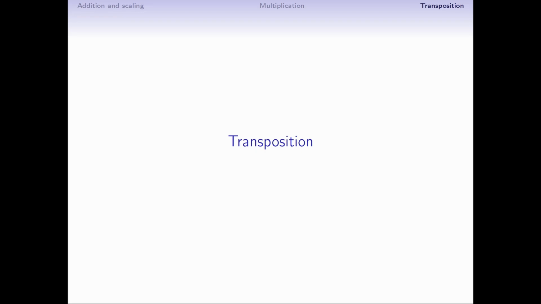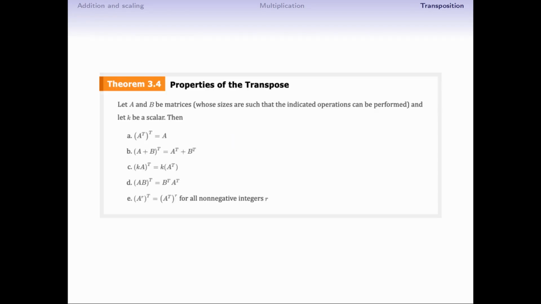Let's explore some of the algebraic properties of matrix transposition. The properties of the transpose are contained here in Theorem 3.4. Throughout this theorem, capital A and capital B will denote matrices, and K will denote a scalar. We'll be seeing some matrix addition and some matrix multiplication in the list below, and we'll always assume that the matrices A and B are of the appropriate size for the indicated operation. All right, let's take a look at each of these laws one at a time and comment briefly on them.